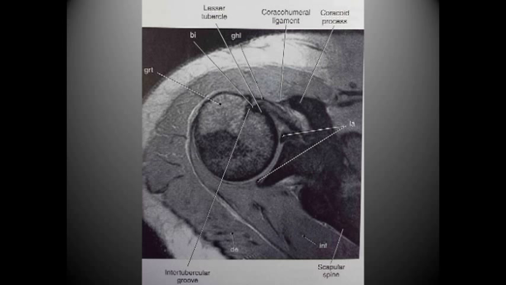This image is slightly different. We have the humeral head, the greater tubercle, and the lesser tubercle here, the intertubercular groove or the bicipital groove. Notice we have the coracoid process, the scapular spine, we have the deltoid muscle, which basically gives the shoulder its rounded shape.